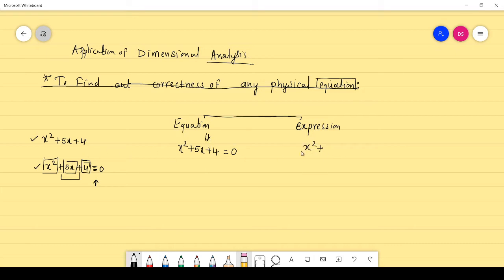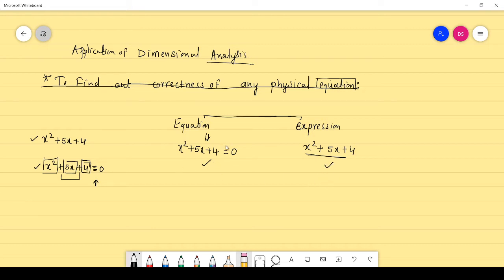Now the next one, expression, is what? Only terms, only variables with a constant, if they are just present in that particular case, then we can say that this is only an expression. It doesn't have any equal sign, so it can be considered as an expression. I think you got the idea why this is considered as an equation, and why it is the expression.